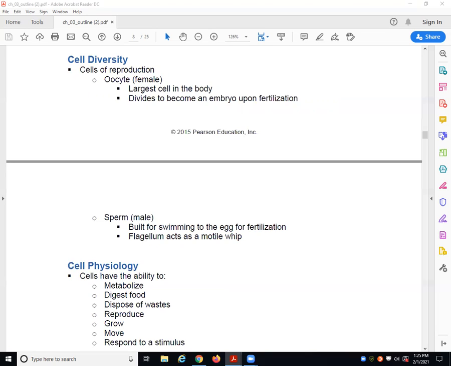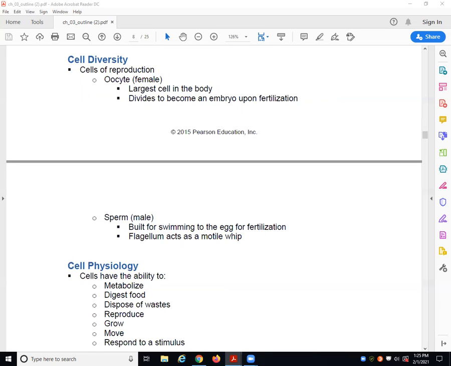And these reproductive cells include things like oocytes in females. These are the largest cells that typically you'll see in the body, and they can divide and become an embryo if they get fertilized. Males have sperm cells, and they're built for swimming to the egg to fertilize it.